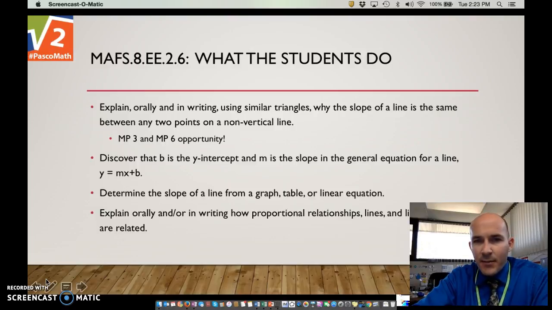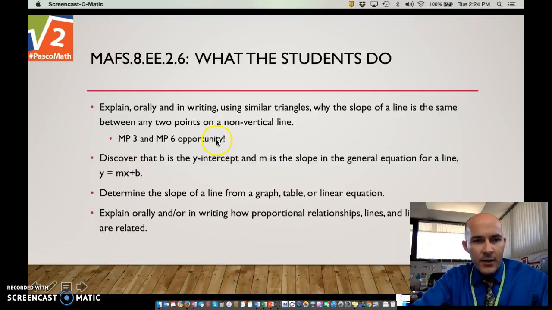Determine the slope of a line from a graph, table, or linear equation, and then explain orally and or in writing how proportional relationships, lines, and linear equations are related. Right there looks like a great writing prompt for me in the classroom. For them, you really get at the student understanding and thinking there.